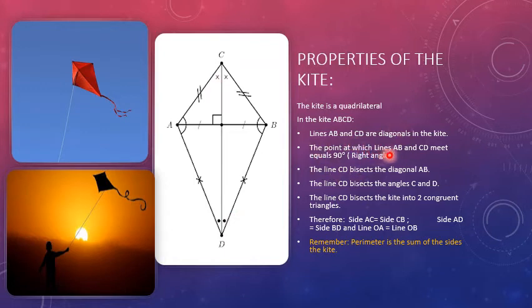The point at which lines AB and CD meet equals 90 degrees, which makes it a right angle. This is the point here at which CD and AB meet. Let's call this point O. The line CD bisects the diagonal AB. Bisects means to divide it exactly in two. If you look at the word bisects, bi means two, like a bicycle that has two wheels. The line CD bisects, so cuts line AB exactly in half.